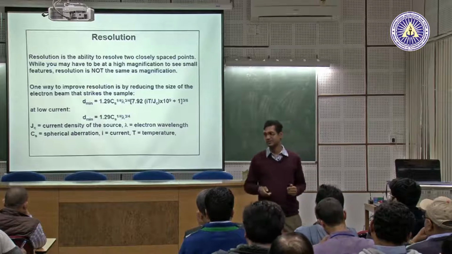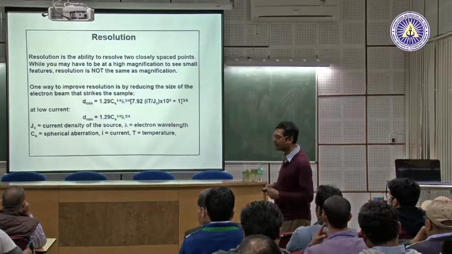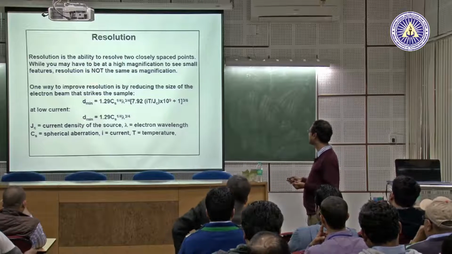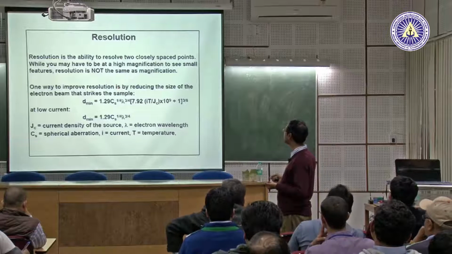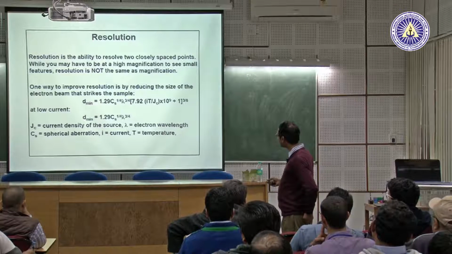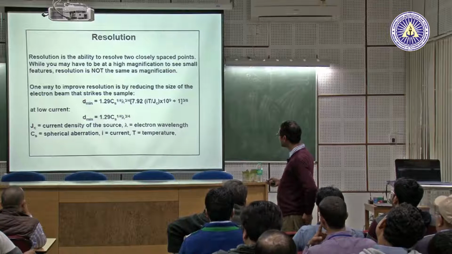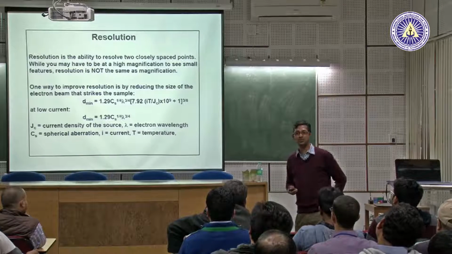So now the question is this. That's fine. We can change mu. You can change lambda using different sources. But what you cannot change is this. The way to improve resolution is by reducing the size of the electron beam. The resolution also depends on this factor. This is known as the aberration constant.